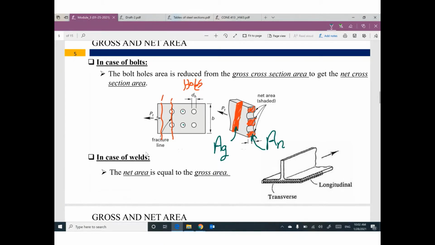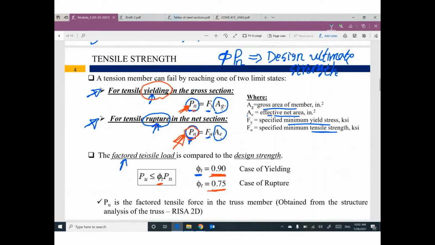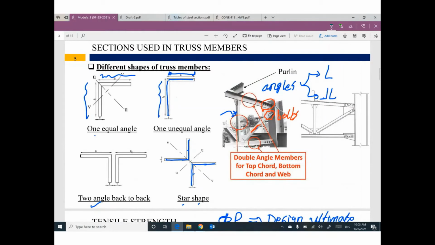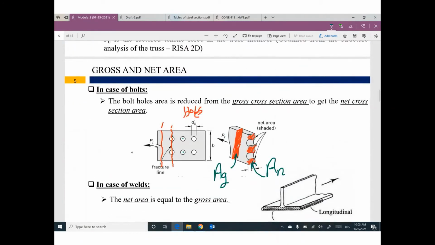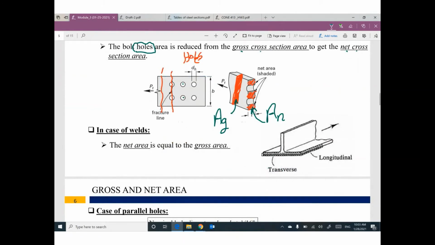So if you go back here, we have a term called gross area without any holes. Because if you go back to this member, at this location, we have a member without any holes. That makes sense? But at this location, we have a member with holes. So I need to check this location and check this location. Okay? If you would like to get the net area from the gross area, you need to take the holes out of the cross section. What will happen if you have a welded connection?